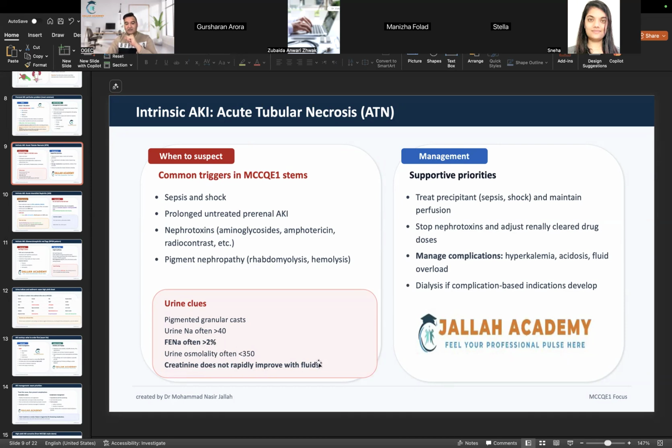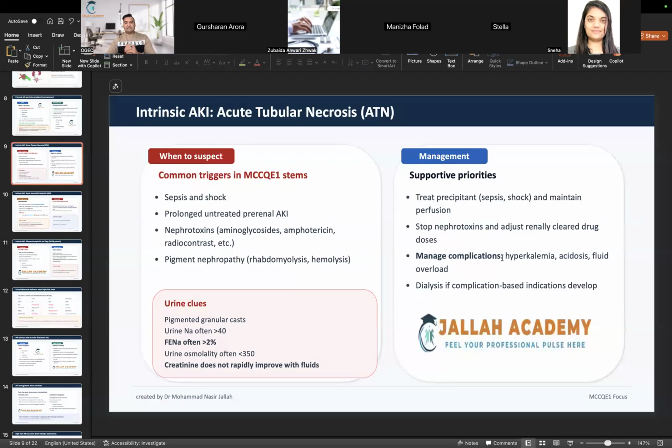Creatinine does not rapidly improve with fluid. That's another thing. Okay, management. Management is usually supportive. Treat the precipitant, whether it is shock, whether it's sepsis, and maintain perfusion. Stop nephrotoxin. Always stop whatever caused it. Then treat based on whatever the reason is. If it is sepsis, obviously you treat the sepsis. If it is an antibiotic, you stop the antibiotic, and then supportive treatment.